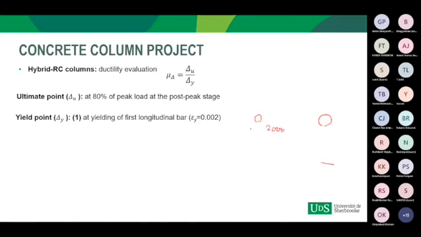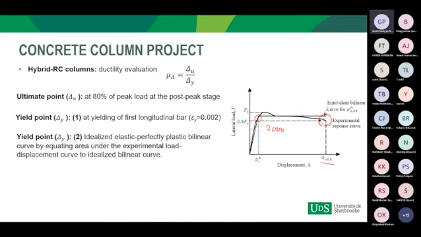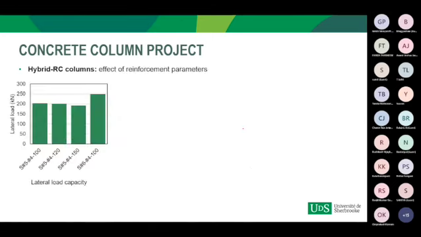However, to make the comparison of the present columns with the conventional steel reinforced concrete column, the yield displacement was computed by equating the area under the experimental curve to the equivalent elastic-plastic bilinear curve, and the drift capacity was around 80% of the peak load at the post-peak stage.